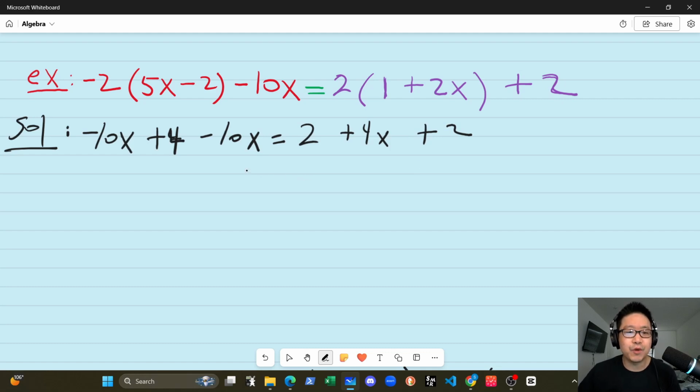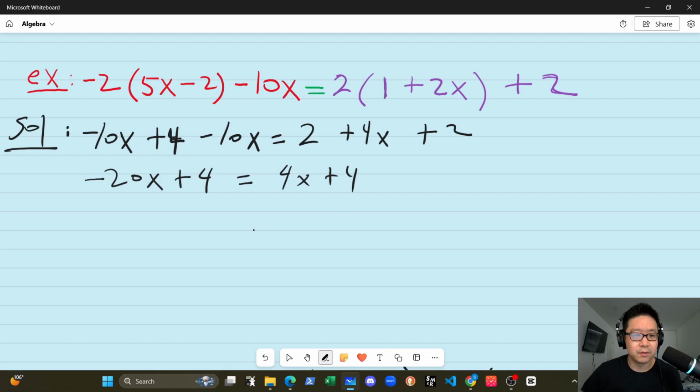And as you can see, we can further simplify both sides because we can combine like terms. So here we have negative 10x and negative 10x, which is negative 20x plus 4. On the right, we have 4x plus 4.